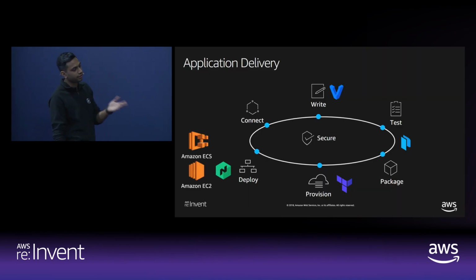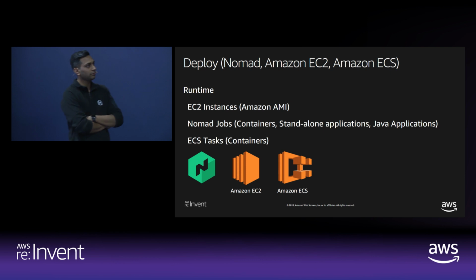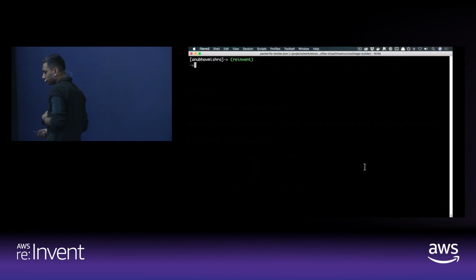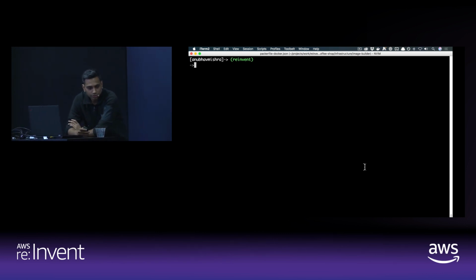Now let's talk about runtime. This is a really good time to be in the runtime industry. You have various options that you can use. You can use Nomad, EC2 instances, ECS, and so on, right? Which is super cool. So in this example, what I want to do is move from an AMI-based deployment to an ECS task. So let's see how that works, right?